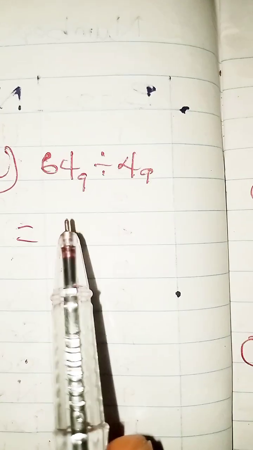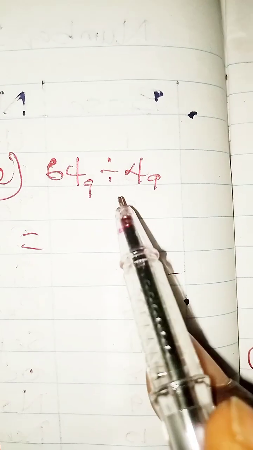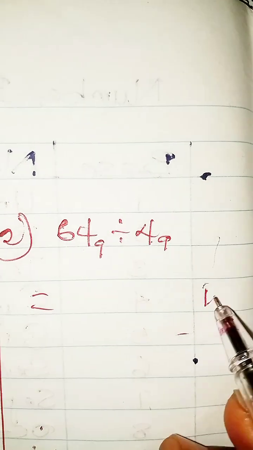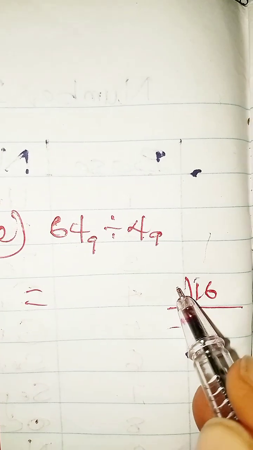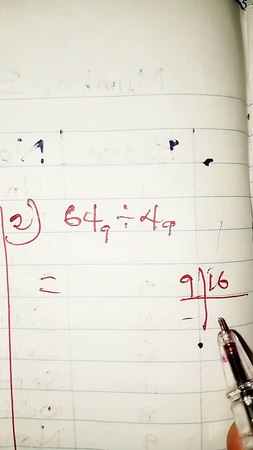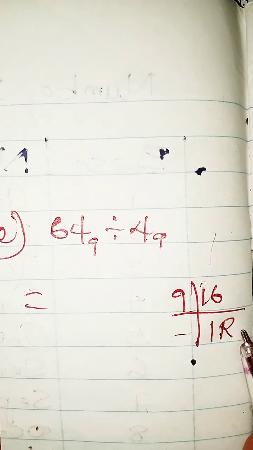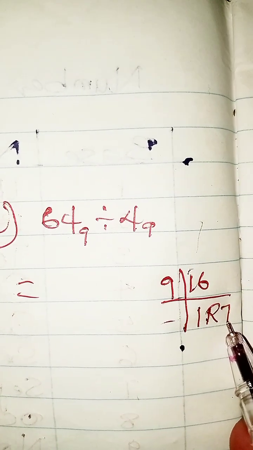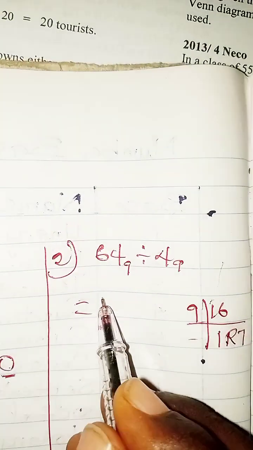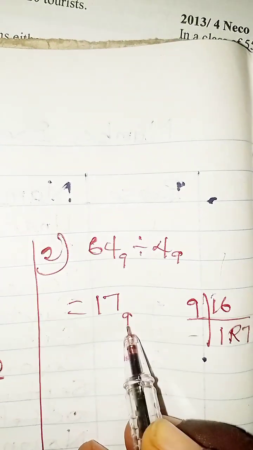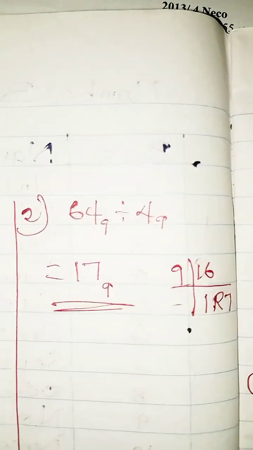So 4 into 64 is 16. And we cannot write down 16 because it's in base 9. So what do we do? We break down by our base. We'll say 16 divided by 9. 9 into 16. 9 plus 9 is 18. So it's just 1, remainder 7. So you write 1, remainder 7 base 9. So that's your answer. It's as simple as this.